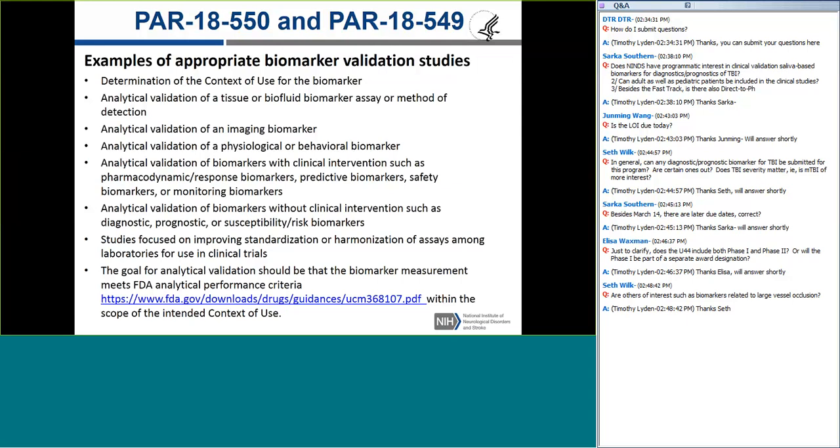Imaging comes to mind right away as something where the need for standardization is very important, and if that's part of your application, that certainly is relevant to analytical validation. The goal for analytical validation should be that the biomarker measurement meets FDA analytical performance criteria. And again, as Tim said, you'll be sent these slides, and the link is live, so you can take a look at those guidances.